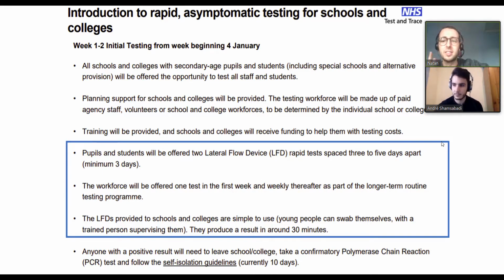At first, when I first looked at it, I was like, why minimum 3 days? But now, having had our conversation in the past, we will talk about why minimum 3 days is a good thing. The workforce, teachers, people that work in schools, are offered 1 test in the first week and weekly thereafter. These are simple to use, with a result in 30 minutes, which we can see because if you just put the liquid on the pad, it goes up and takes about 30 minutes to work its way up that membrane.